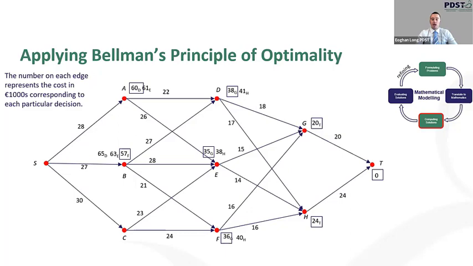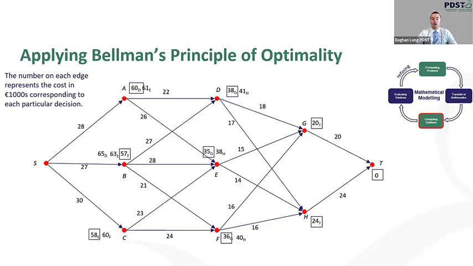And for C, we'll have 35 plus 23, which will give us 58, connecting it to E. And for F, we'll have 36 plus 24, giving us an option of 60. Our smaller number is 58, so that's our optimal value there at C. So we're nearly there, we've one left to do, and we're looking at S.